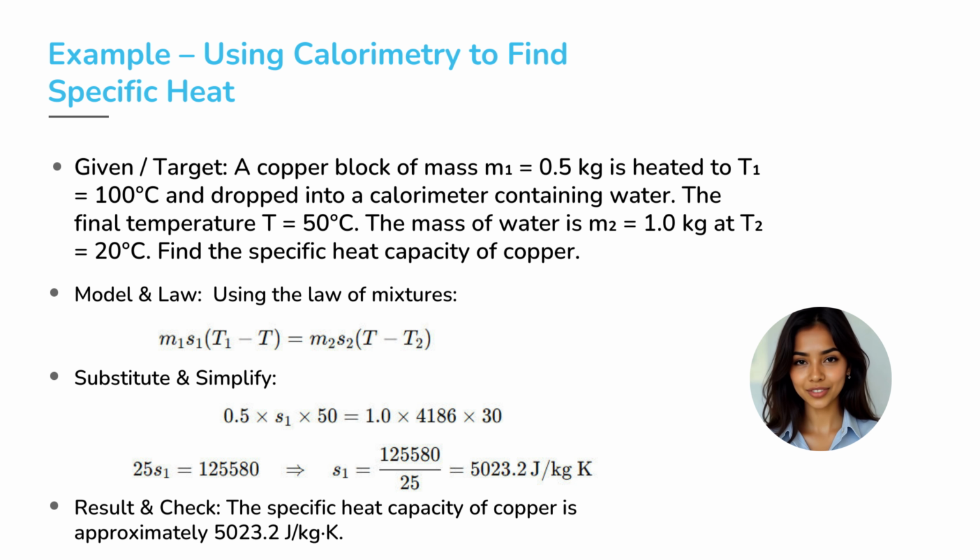Simplifying, 0.5 times s1 times 50 equals 1.0 times 4186 times 30. Which simplifies to 25 s1 equals 125,580. So s1 equals 125,580 divided by 25, which equals 5023.2 joules per kilogram per Kelvin. So, the specific heat of copper is approximately 5023.2 joules per kilogram per Kelvin.